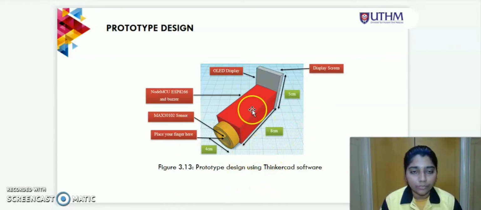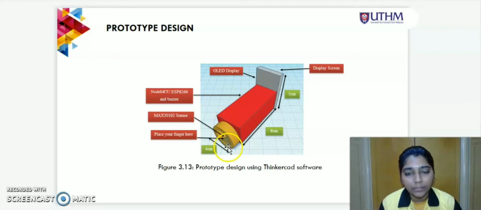So this is my prototype design. This is the OLED display, which acts as the display screen, and this is the body of my device. Inside here, I would include the NodeMCU and the sensor. This is the place where users are supposed to place their finger. The dimension of this prototype would be 4 cm by 8 cm by 5 cm.